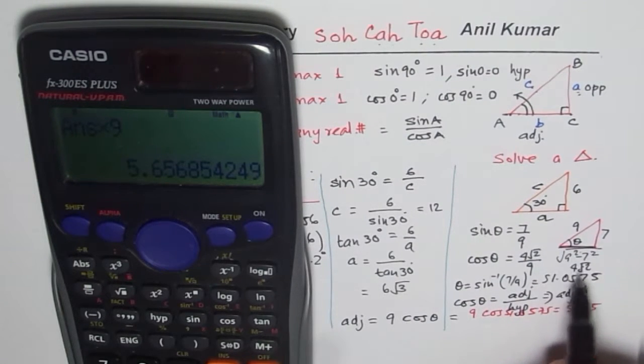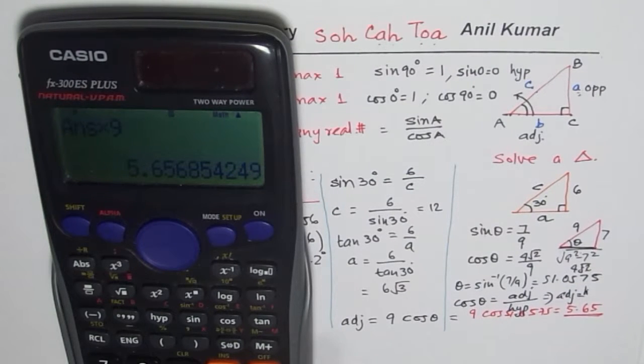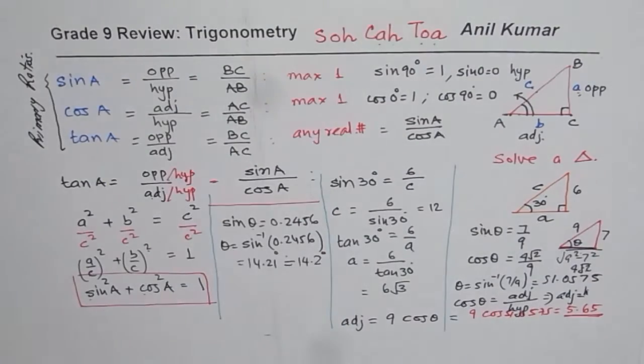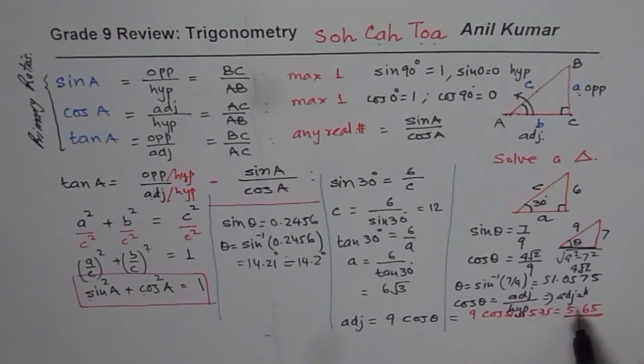The side length we found was 4 square root 2 using the Pythagorean theorem, right? Let us see what 4 square root 2 is in decimals. Square root 2 times 4 equals 5.65 in decimals. Exactly the same value, correct? So that way you can also find the third side using sine and cosine in a different way.